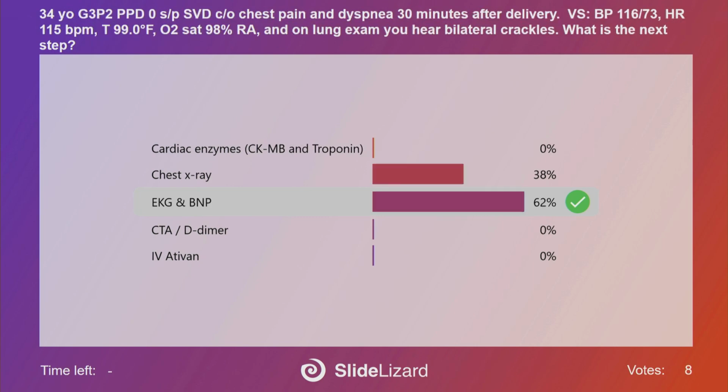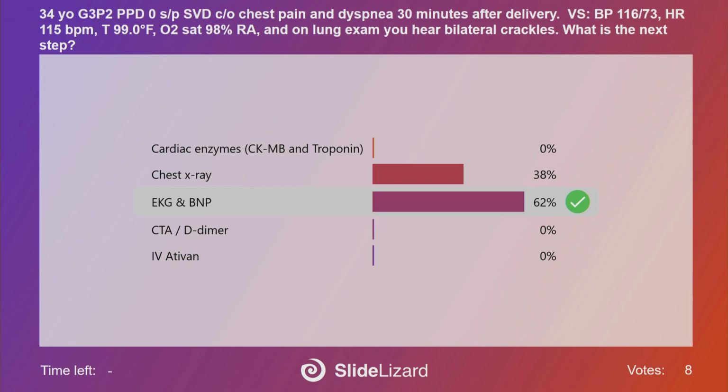Chest x-ray is a good answer, but with the physical exam showing bilateral crackles, it would be good to evaluate for cardiac dysfunction or heart failure. So EKG and BNP was the correct answer in this situation. We're concerned about peripartum cardiomyopathy.